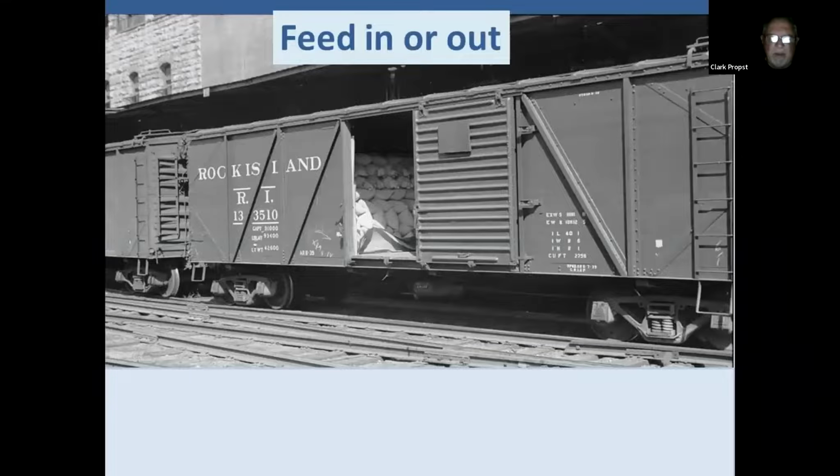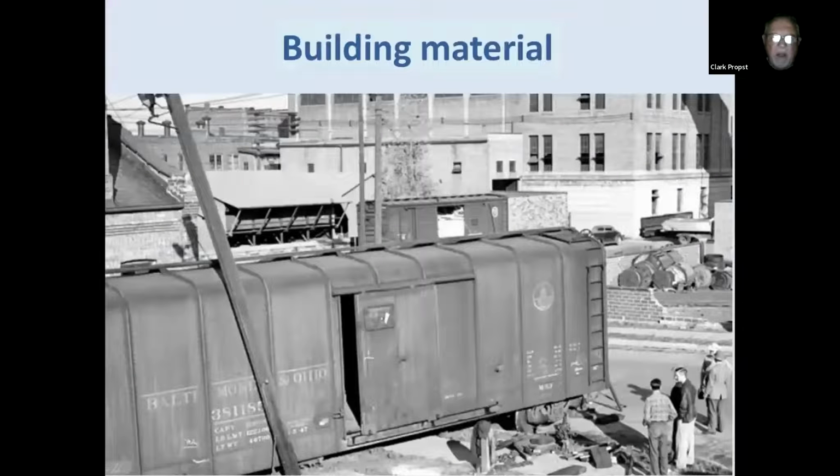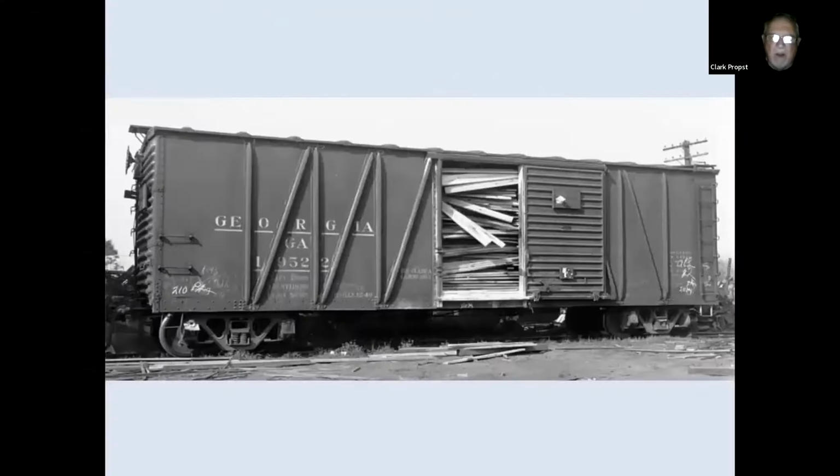Some examples of cars. This is the Rock Island car. I've got a kit of this car to build. It's got feed in it, in and out. This one here is building material. I like this photo because this Baltimore and Ohio car got away from them and ran across the street, crashed through a wall, and they're trying to pull it back. But in the background is this Mopac car full of lumber. Here's a Georgia car with the lumber.